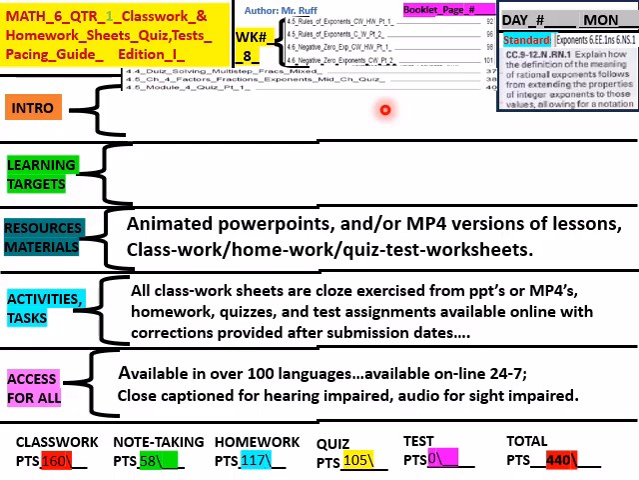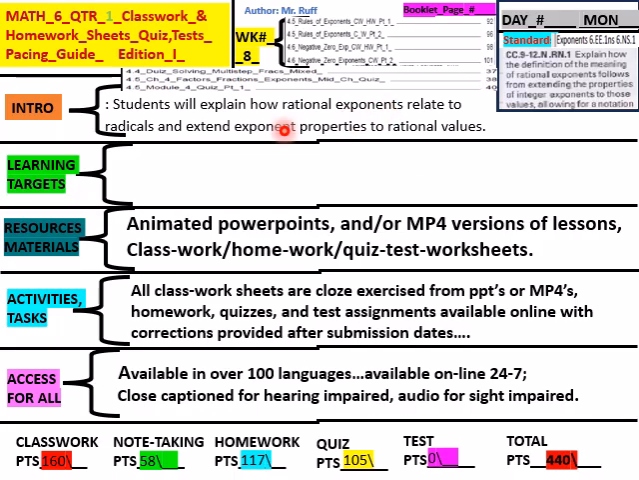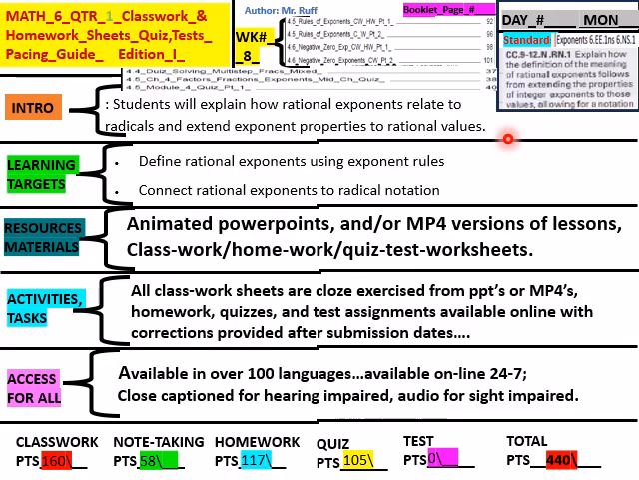And then the intro to this week is lesson plans. Students will explain how rational exponents relate to radicals and extend exponent properties to rational values. And then learning targets will be to define rational exponents using exponent rules, and then connect rational exponents to radical notation.